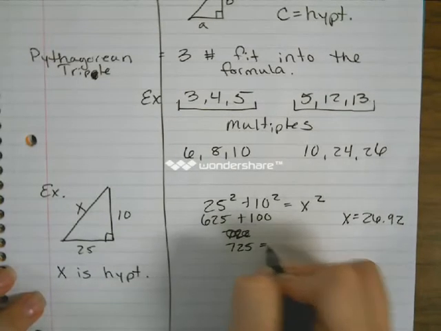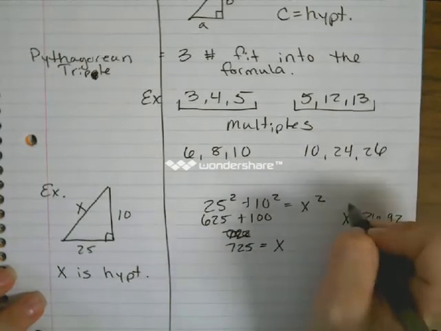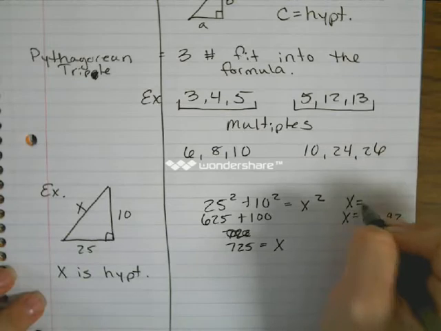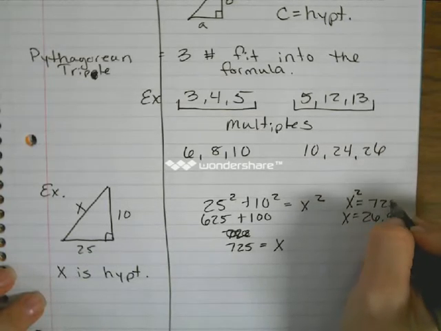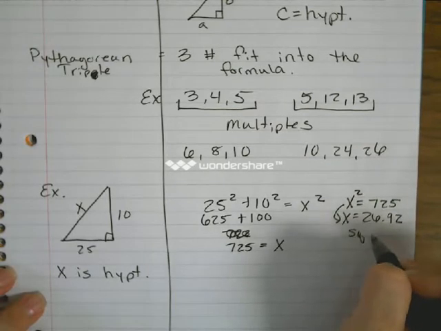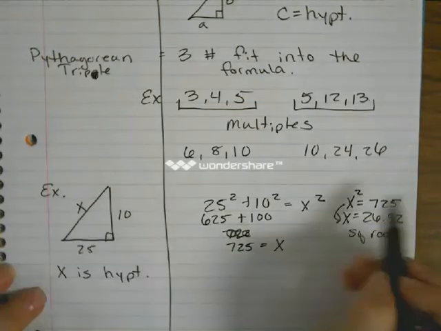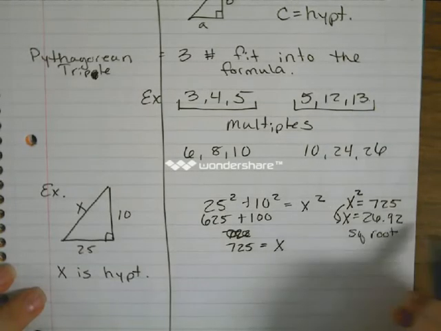Oh, I'm sorry, I forgot on this one. You would have x squared equals 725. To get from here to here, don't forget you square root. Okay? So to get rid of the square, you just square root 725, and that gives you 26.92.